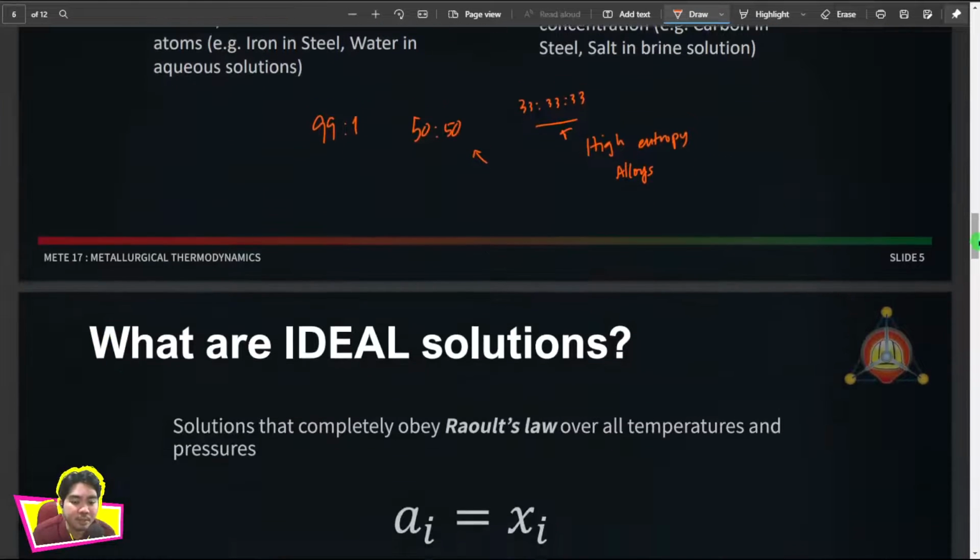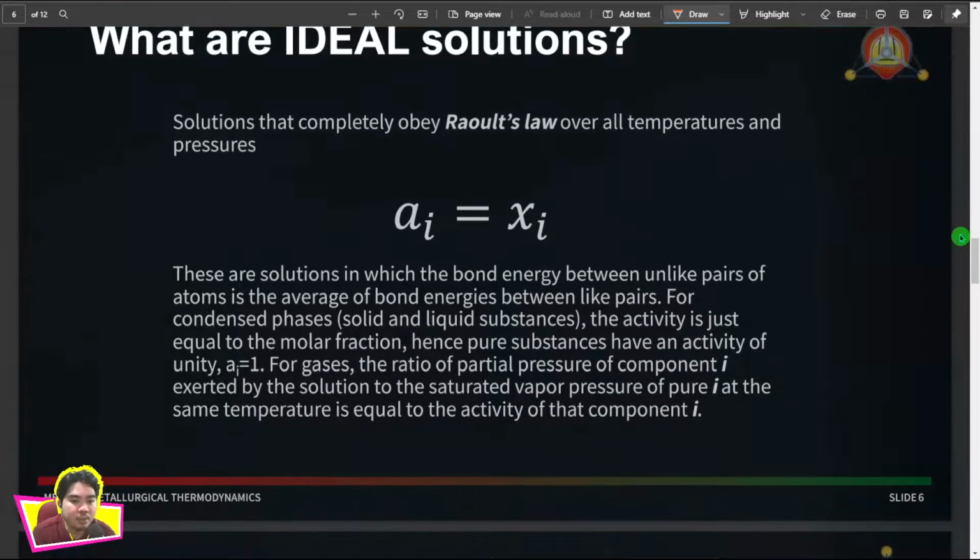Okay? So yung ideal solutions natin, these are solutions that obey the Raoult's law, no? So and this is across all temperatures, applicable temperatures and pressures, no? And ang Raoult's law is defined as this simple equation right here, no? Wherein sinasabi niya na yung activity ng isang component, let's say component i, is just equal to the molar fraction of that component i.